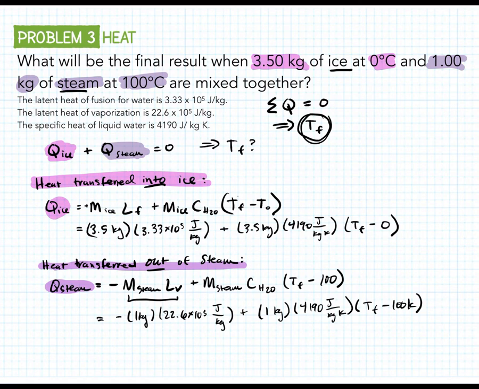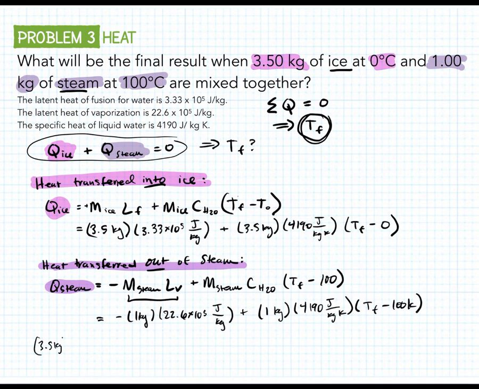And then we go back up to this idea. So we add all these together. So Q ice plus Q steam equals 0. And this just ends up being sort of an algebraic nightmare. But you just put these together, set them equal to 0.